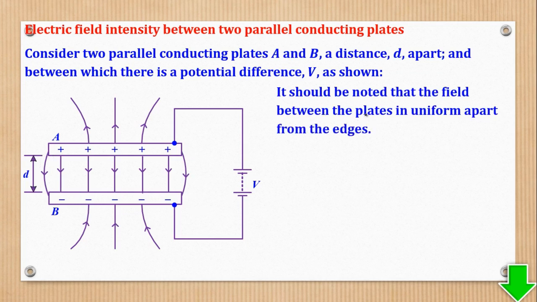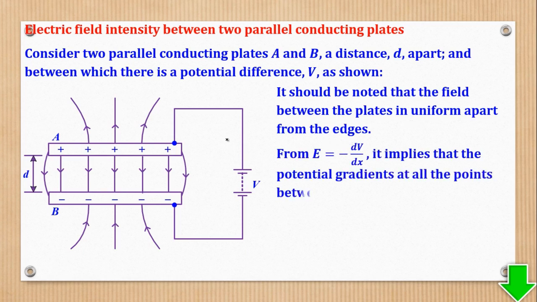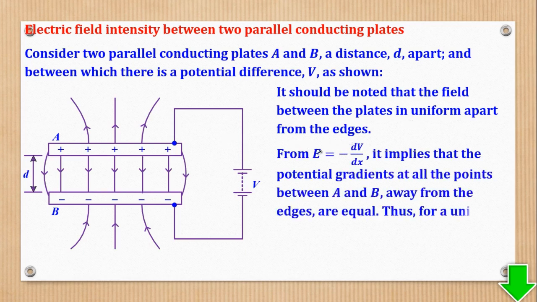So this is what I've been talking about, that the field between the plates is uniform apart from the edges. Now from this expression which we have derived in the previous slide, it implies that the potential difference at all points between A and B away from the edges are equal, thus a uniform field. And therefore E is equal to V over d.